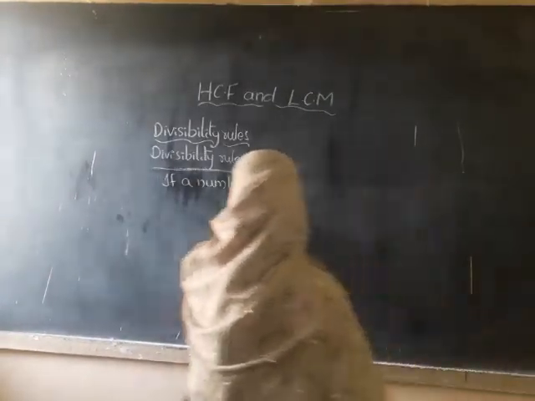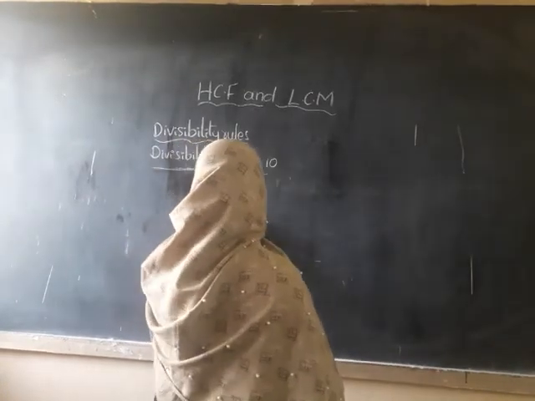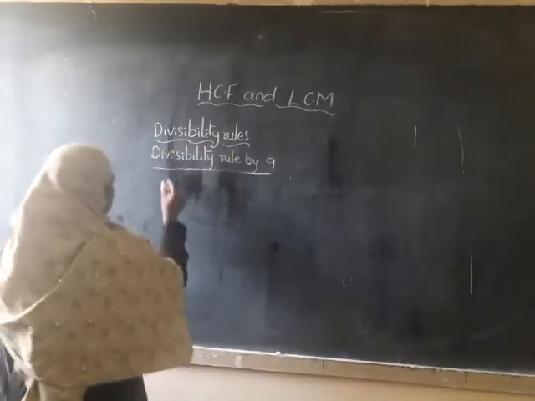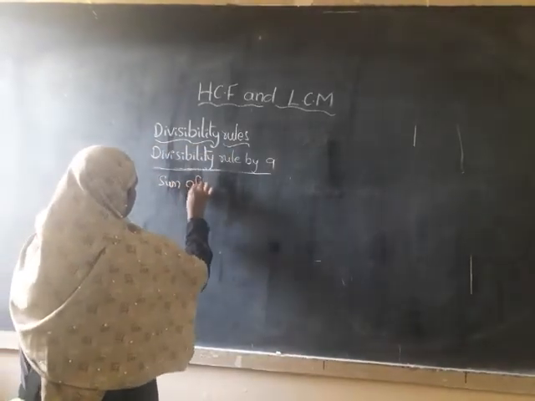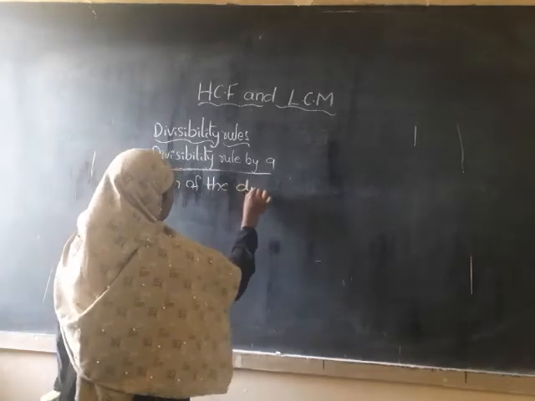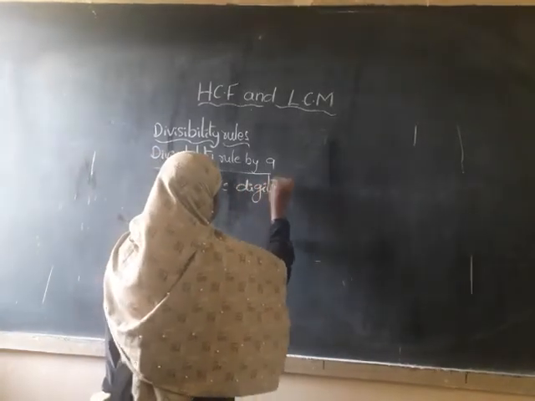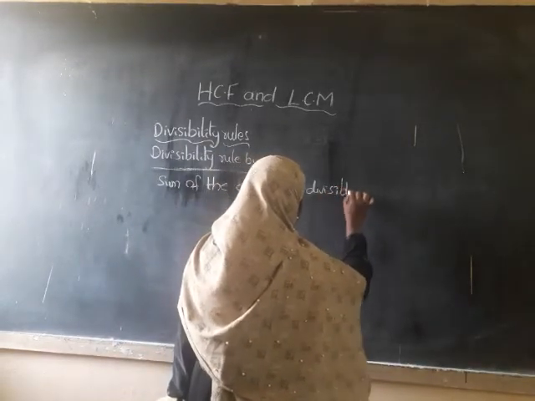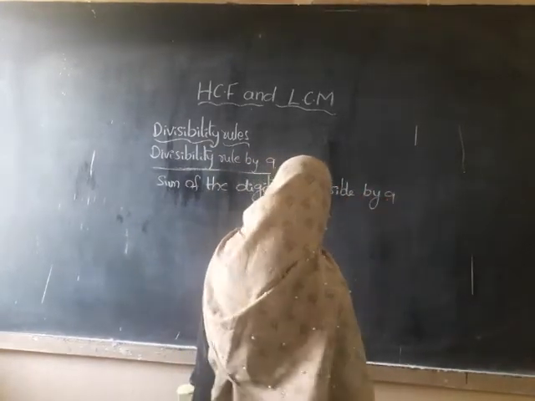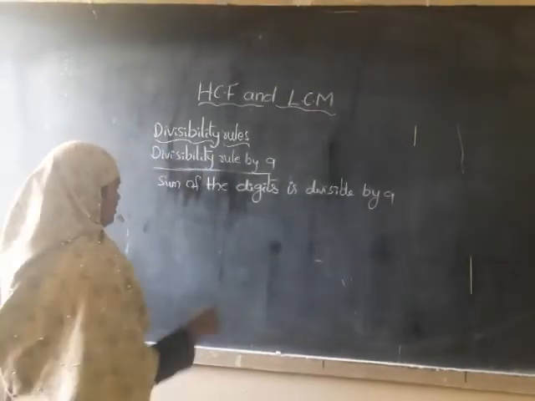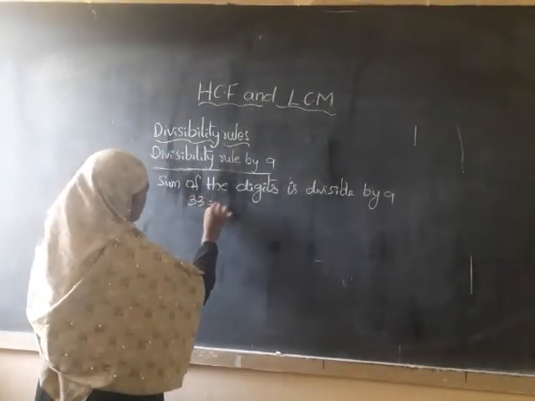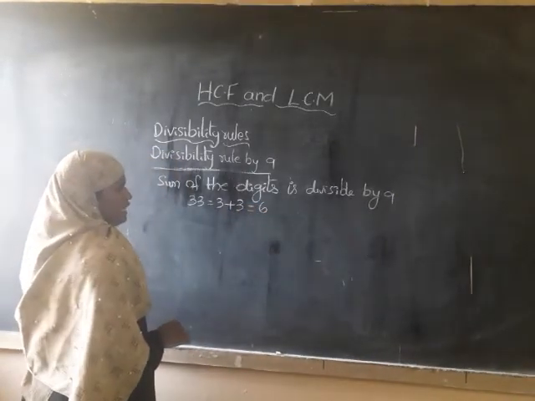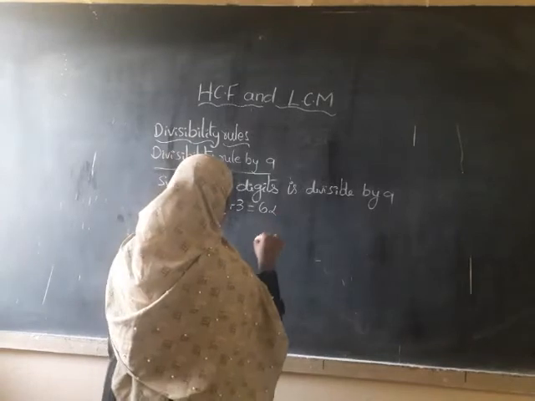Now, divisibility rule by 9. If the sum of the digits is divisible by 9, then the number is divisible by 9. Take 33. That is equal to 3 plus 3 equal to 6. Is it divisible by 9? No.